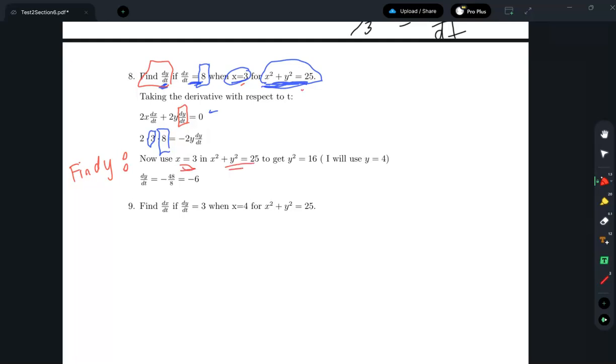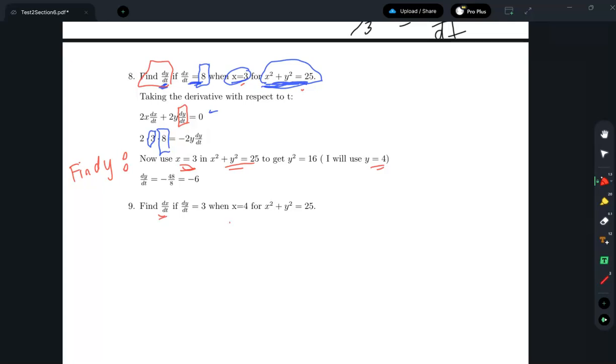And so I end up getting y squared is 16. And this is going to turn out to be like physical distances, so I'm going to use the positive. So I put the y as 4 in there, and I end up getting -6 for dy over dt. Okay, so let's change it up a bit. Now find dx over dt, really similar.